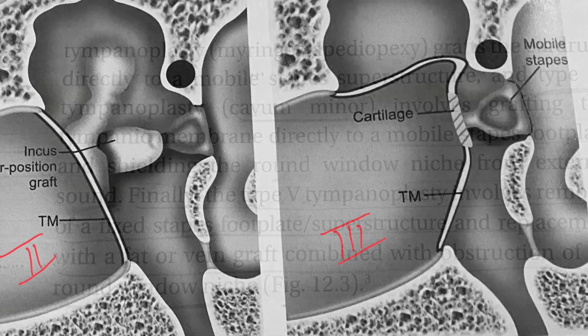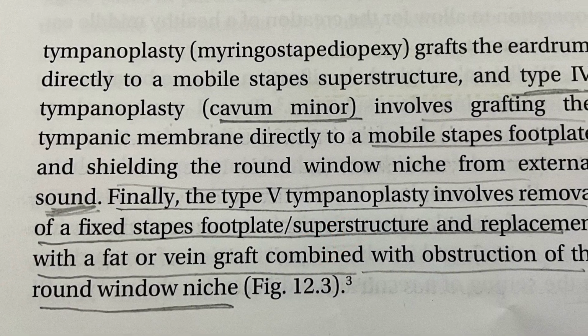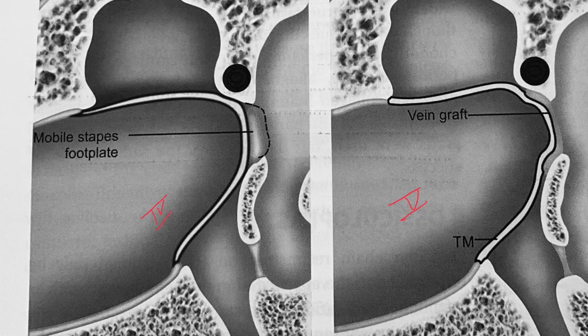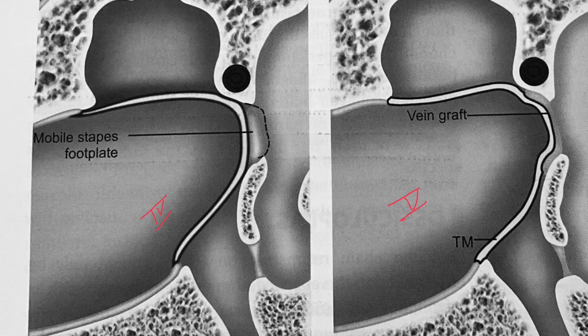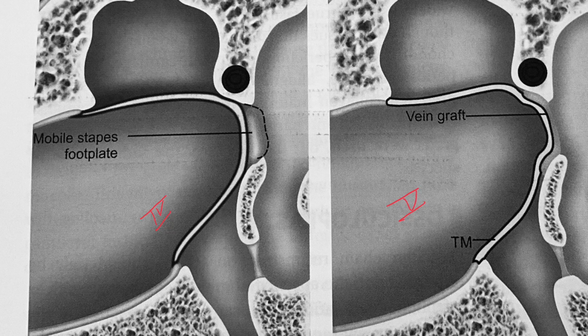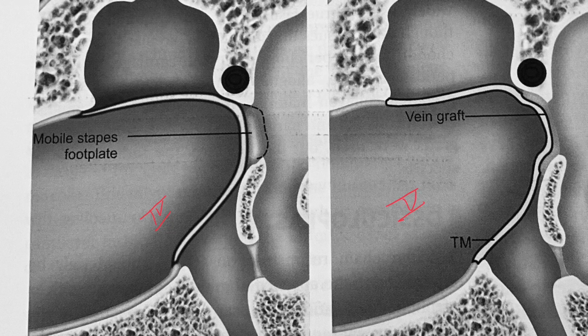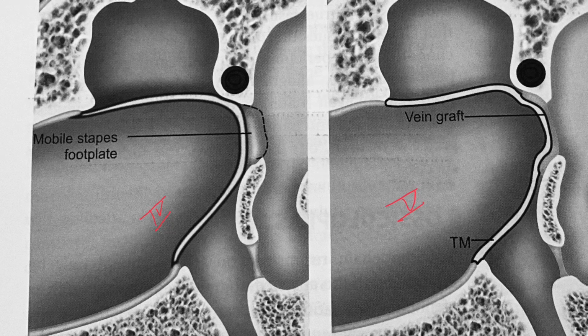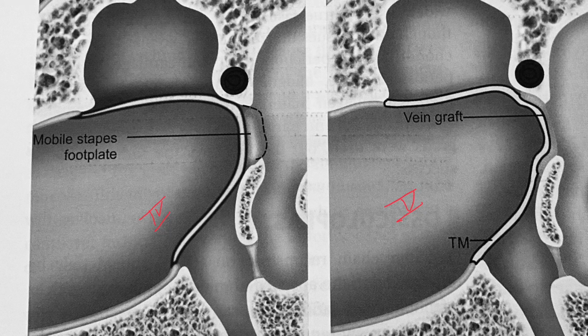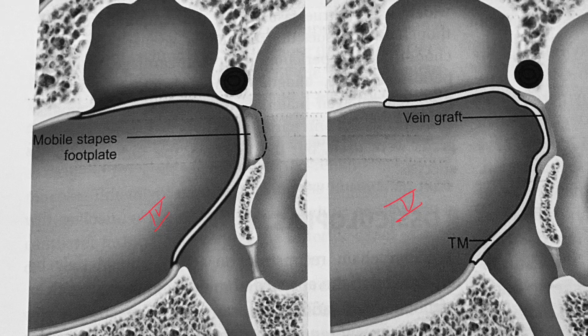Type 4. This involves grafting the tympanic membrane to the stapes footplate, used when the stapes superstructure is absent, leaving only the mobile footplate. Type 5. In cases of a fixed stapes footplate, a fenestration is made in the horizontal semicircular canal, and the graft is placed over this opening. This is a more advanced and less commonly performed procedure.